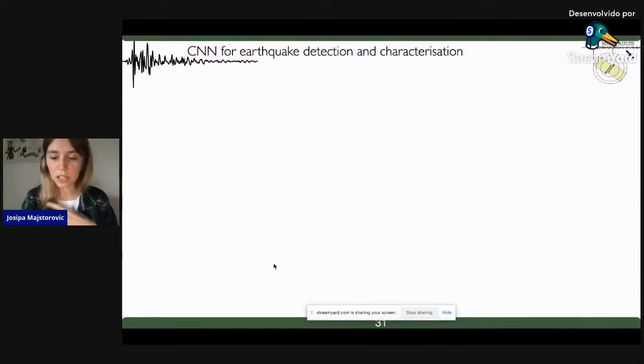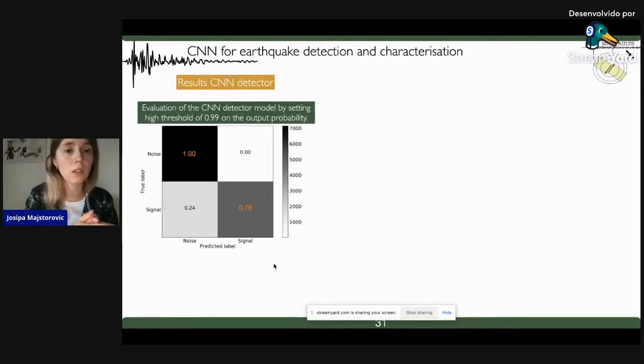So after I train my model, the next step is to use this model and apply it on the evaluation dataset. And here I'm showing you results for my CNN detector, when I put a very high threshold on my output probability. This is commonly called the confusion matrix. On the x-axis, you have the predicted label, while on the y-axis you have the true label. So how do we read these plots? My model was able, 100% of the time, to predict a noise window when the true label was noise. And 76% of the time, it was able to predict signal when it was actually a signal.